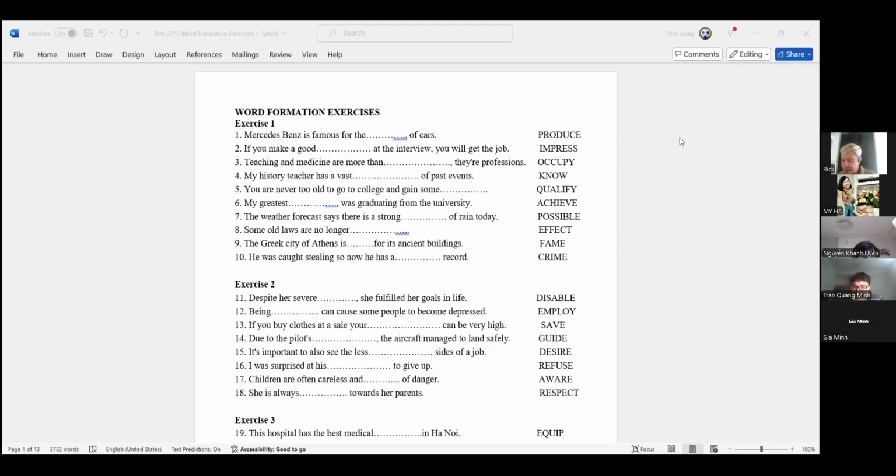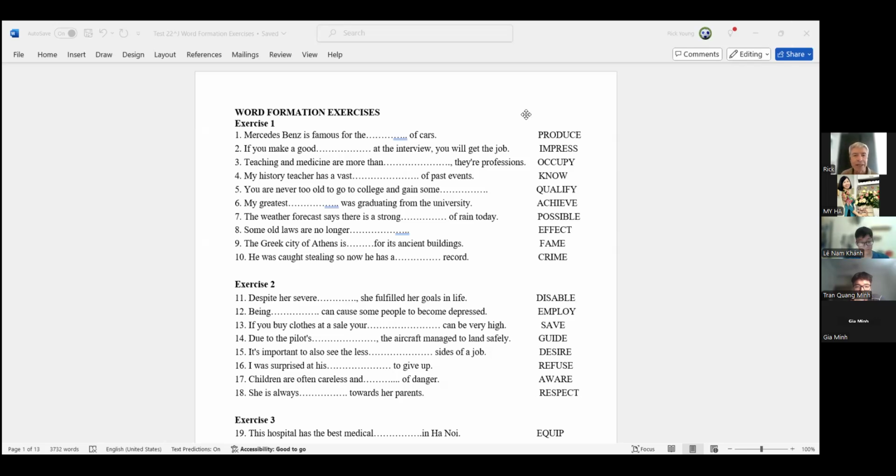Okay, and the last one I'm waiting for is Nam Kang. Can I read my answer to you because I forgot to send you? Okay. 11 is disability, and 12 is unemployed, and 13 is saving, 14 is guidance, and 15 is desirable. Yes. 16 is refusal. And 17 is unaware. 18 should be respectful. Okay, good. You have 7 out of 8. Okay, thank you, Nam Kang.